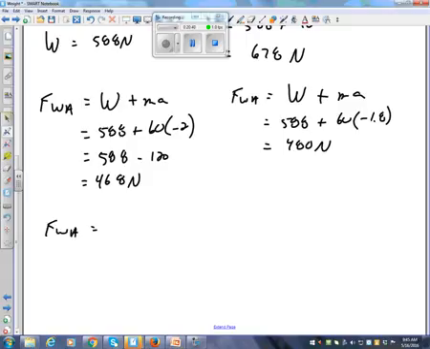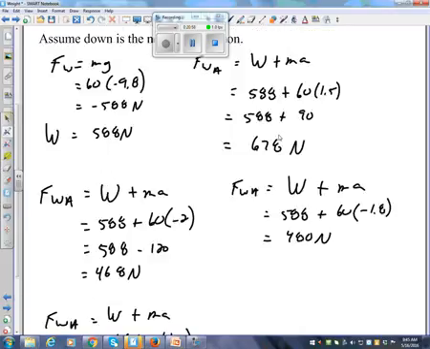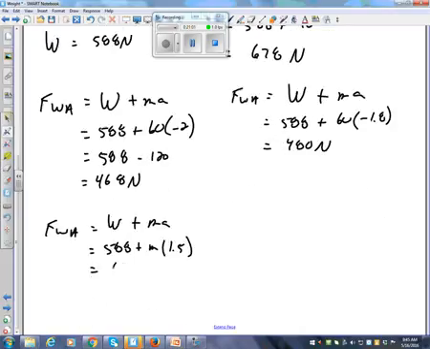And then the other one's going to be 588 plus mass times acceleration. This time when you get to the bottom, the acceleration is up. You weigh more. How much is it? 1.5. It's the same thing over and over again, isn't it? Yeah, it's going to be this one, 678. That's it. Way more at the bottom, way less at the top.